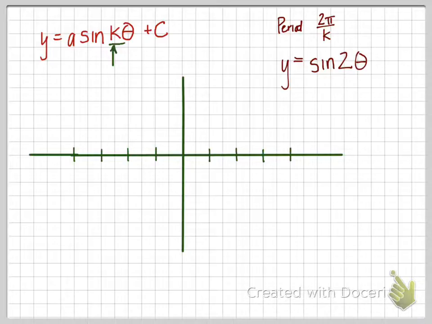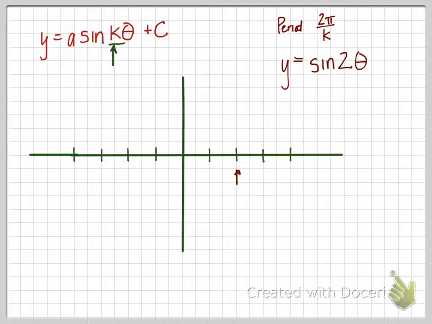Okay, as I said before, if I were to plug pi into this equation, I actually have the sine of 2 pi, not the sine of pi. So if I plug pi in, I'm not at the halfway point on my graph that I would be at if this didn't have a 2 next to the theta value. I'm actually all the way at the end.